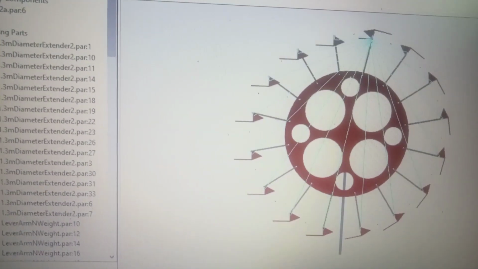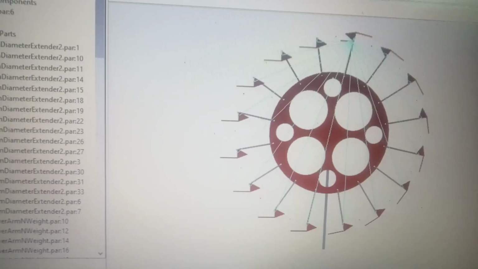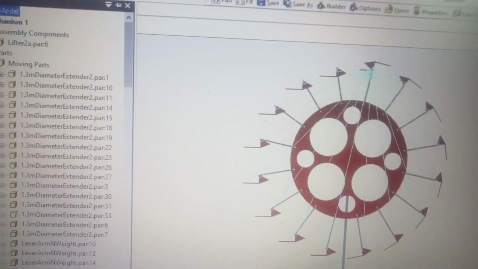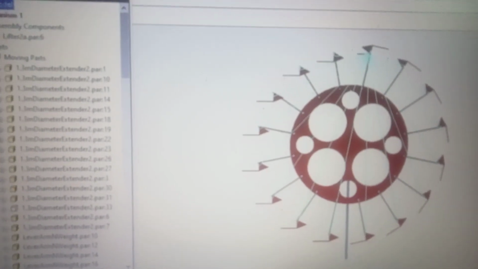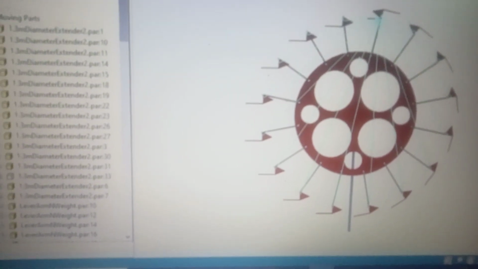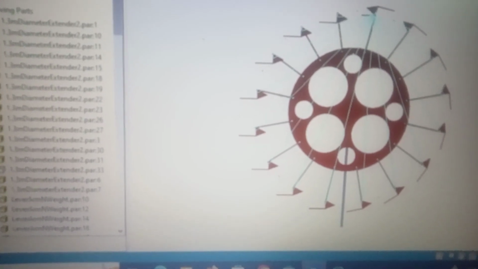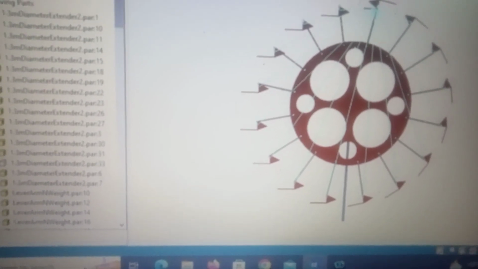So if we start the simulation, we would expect the wheel to rotate clockwise. And this is actually happening as per the expectation, without adding any external force. Just by the force of gravity, the wheel starts to spin clockwise.